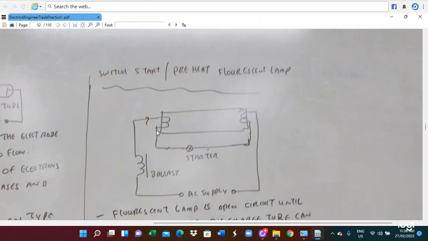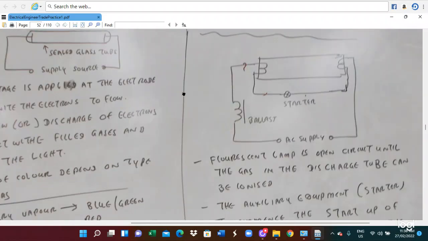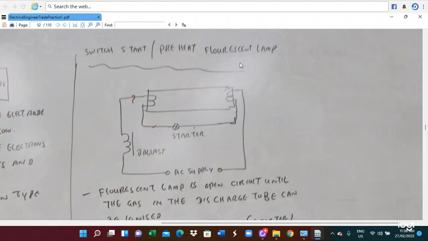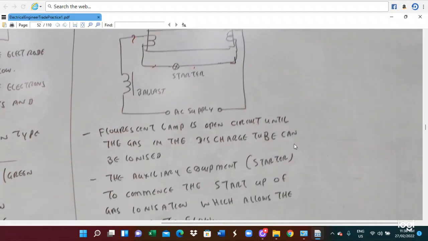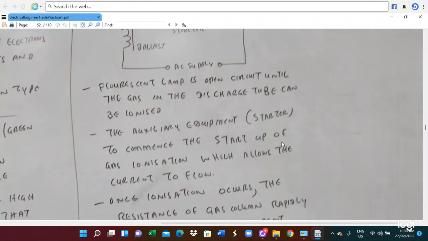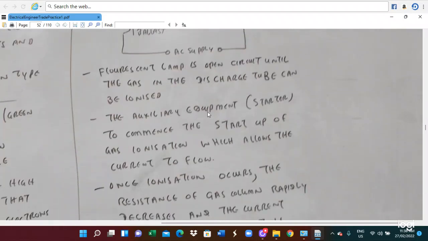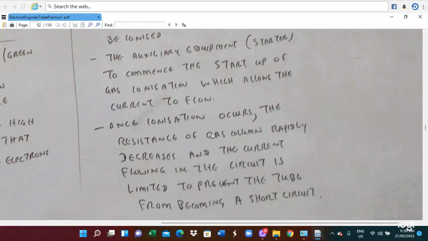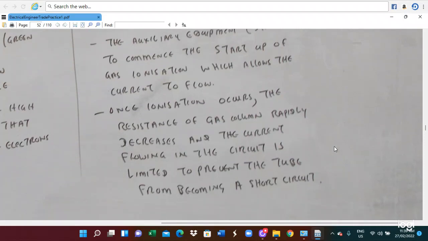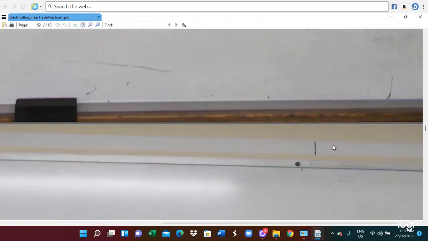So this is for the electrodes' connection here. In this case, this is for the preheat flash and light. This is a switch, this is a ballast, and this is for the electrodes of the connection diagram of the flash and light. So the flash and light is an open circuit, and the gas in the discharge tube can be ionized. The auxiliary equipment starts out to command the start up of the gas to ignite, which allows the current to flow. Once the ignition occurs, the resistance of the gas column rapidly decreases and the current flowing in the circuit is limited to prevent the tube from becoming a short circuit.